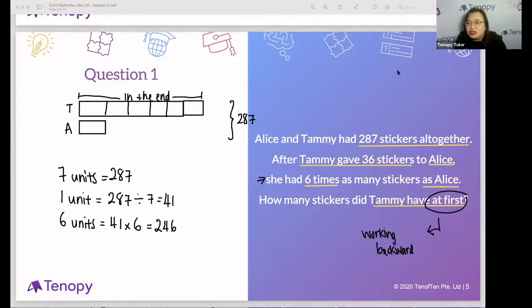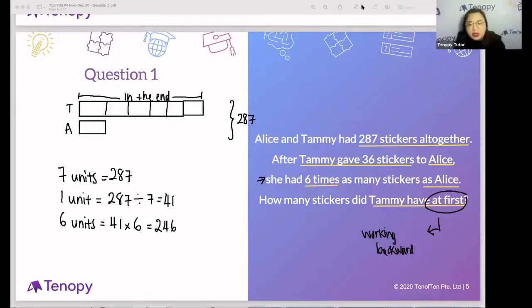Okay, Hauja, what do you think I should do? Oh, you're trying to show me the part where you receive? Okay, so let me get someone else to help me. Hi, Hauja. Can you unmute yourself? 246 minus 36. Why must I do minus 36? Because he gave 36 stickers to him.